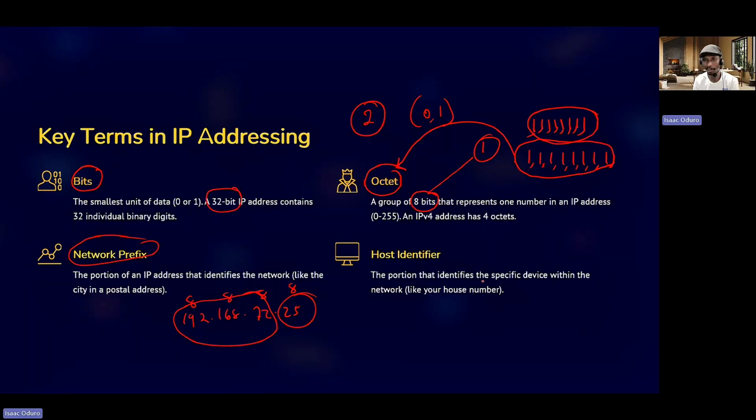So the portion that identifies the specific device within the network is called the host identifier. The network prefix is the network part, and the host identifier is the last part of the IP address. If you understand this, then we can dive deep now.